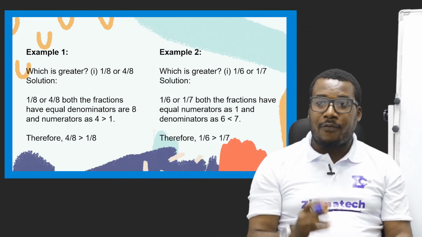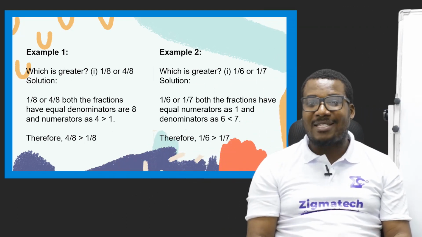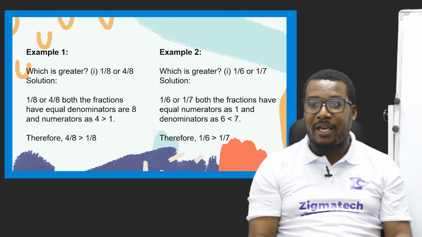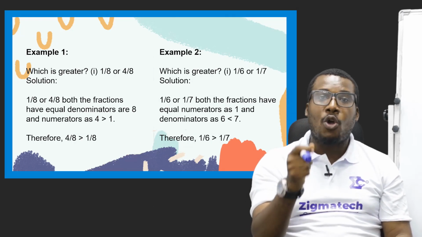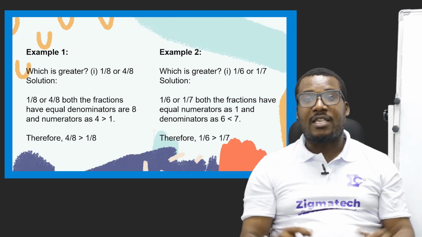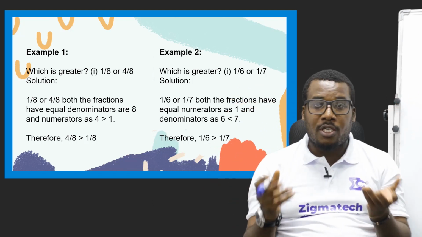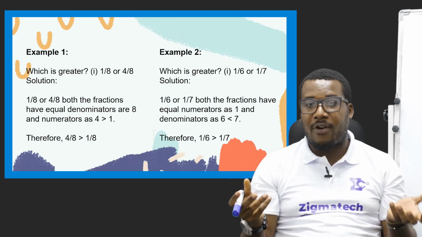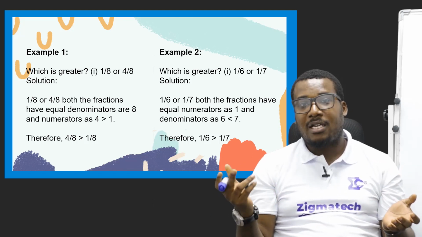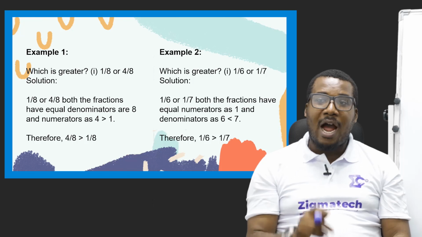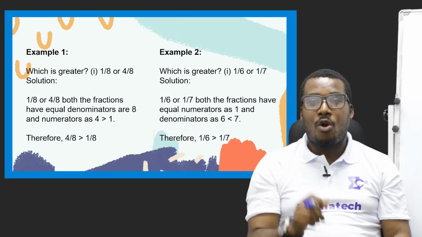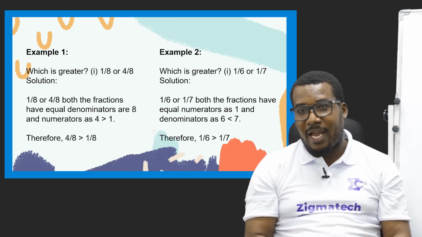In that same line of thought, if you look at example 2, you find out that there is a different scenario there. There is 1 over 6 and there is 1 over 7. In this case, the numerators are the same, 1, but the denominators are different, 6 and 7.